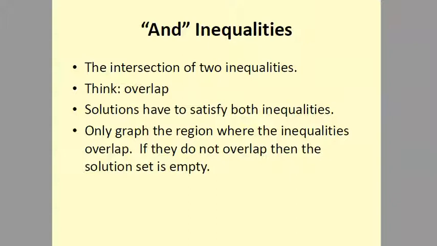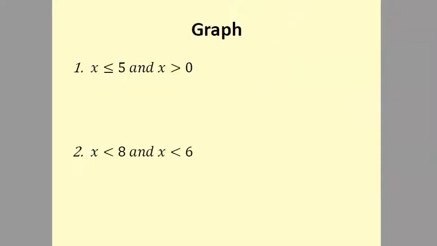When we're graphing, we're only going to graph the region where the inequalities overlap. If they do not overlap, then the solution set is empty. So we're going to begin by graphing. We'll look at these two examples. Each of them have already been solved for the variable x. We're going to focus on how to graph and how to do the overlap.